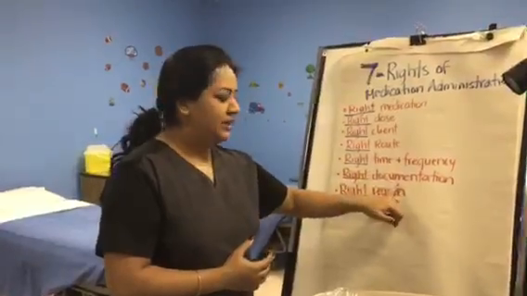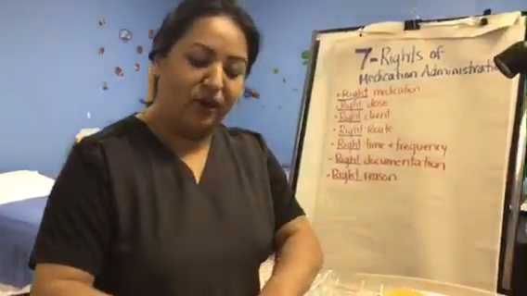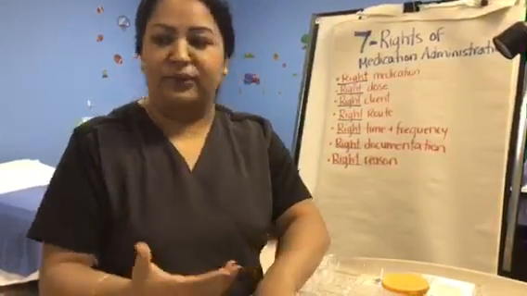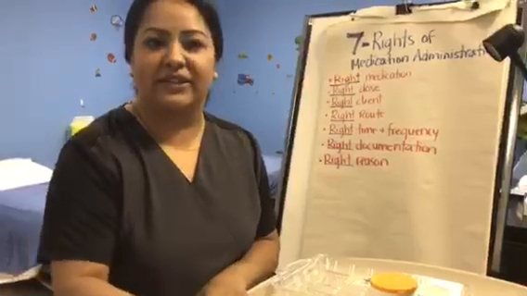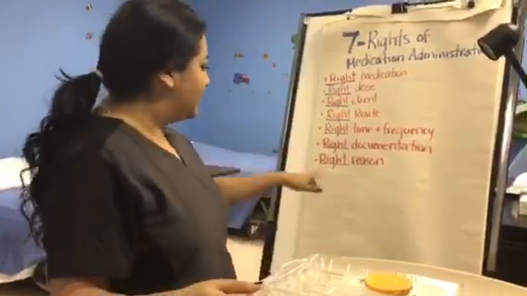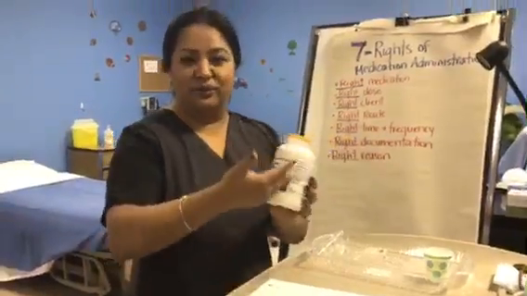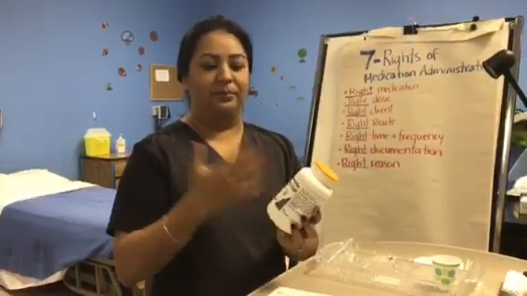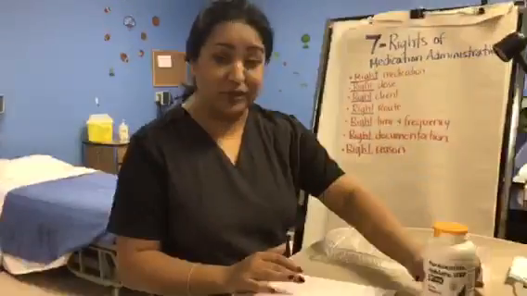Right documentation occurs a couple of times. For one, you're going to be documenting on your MAR after you've poured your medication, either by a dot or circle. Another would be when you come back from giving the patient the medication, you're going to be signing off. That's your right documentation. And last but not least, the right reason. Am I giving the medication for the right reason? I know what furosemide is for. In this case, my patient has high blood pressure, so the furosemide will help excrete extra water to minimize the blood pressure. Those are my rights.